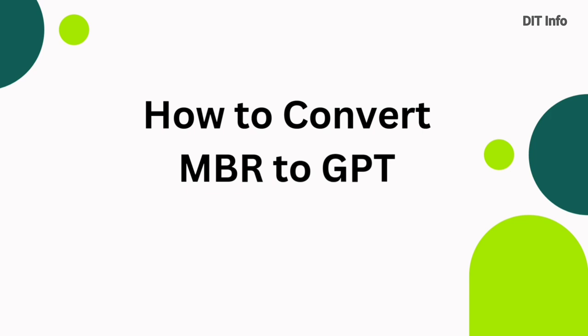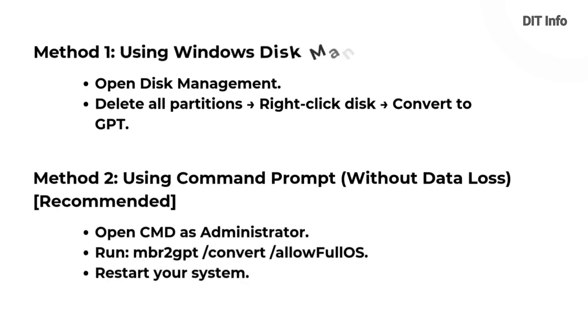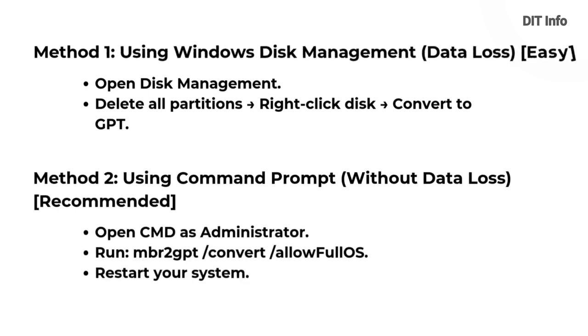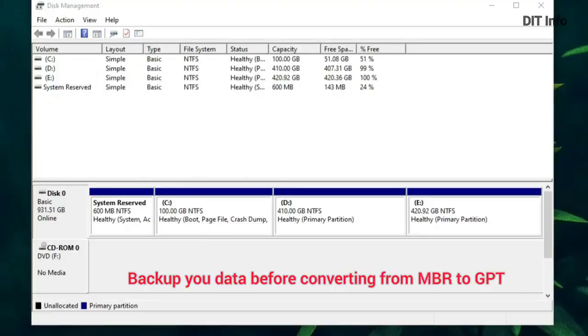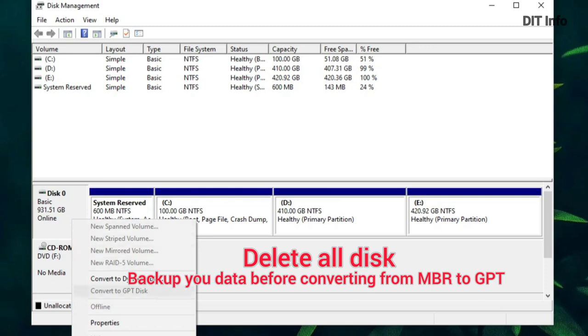How to convert MBR to GPT. If you need to convert an MBR disk to GPT, there are 2 main methods. The first method, using Disk Management in Windows, requires deleting all partitions on the disk before converting, which results in data loss. To do this, open Disk Management, right-click on the disk, select Delete Volume for all partitions, and then choose Convert to GPT Disk.